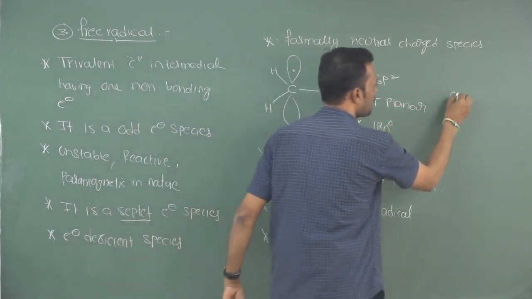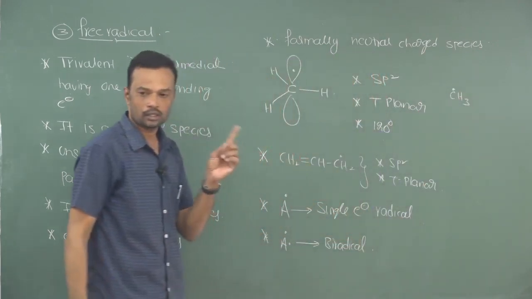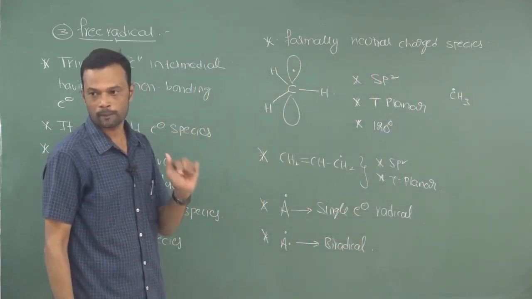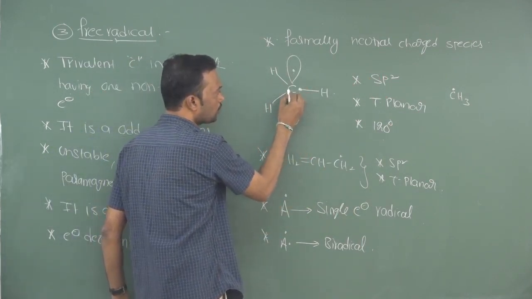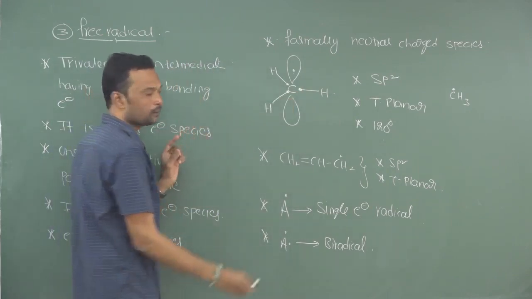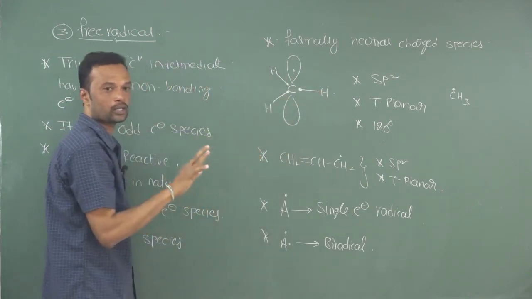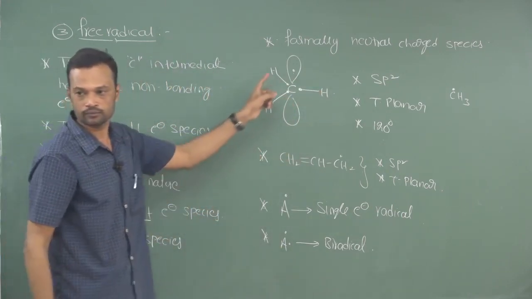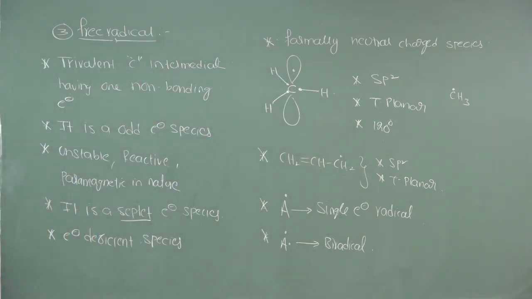CH3 dot means we can write it like this. It is an electron belonging to carbon. This is actually a carbon electron. It is also a carbon electron. Out of 4 electrons of carbon, 3 electrons are involved in bonding. 1 electron is not participating in bonding. That's why it is called a free radical. Clear?